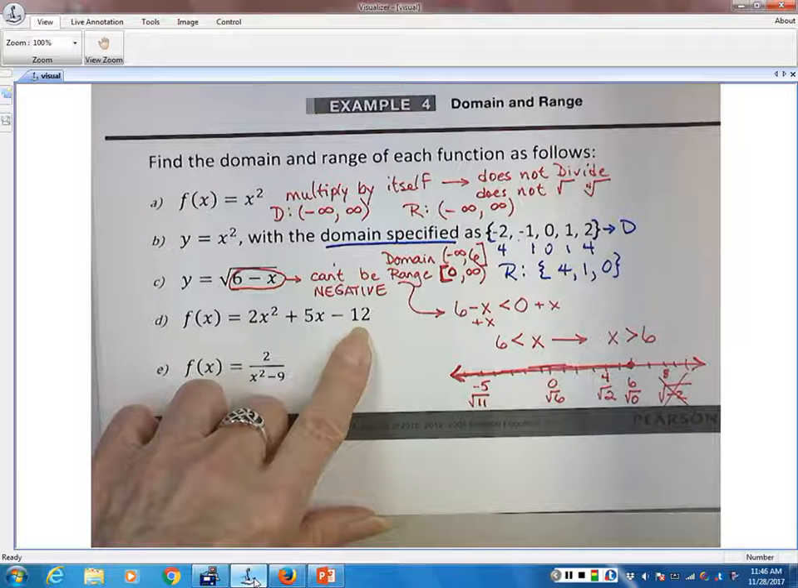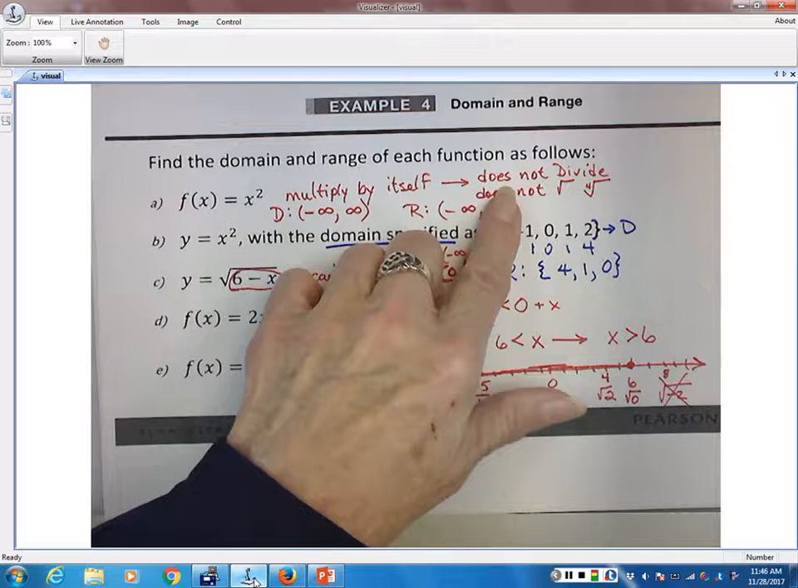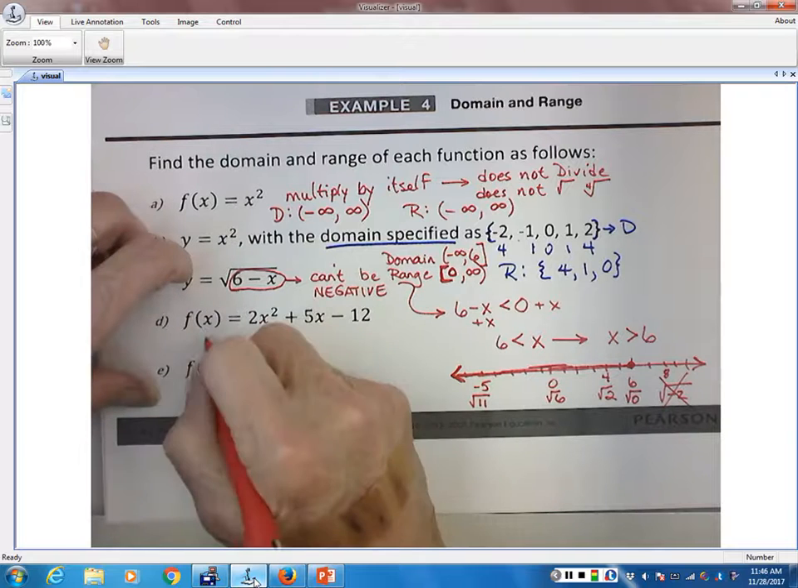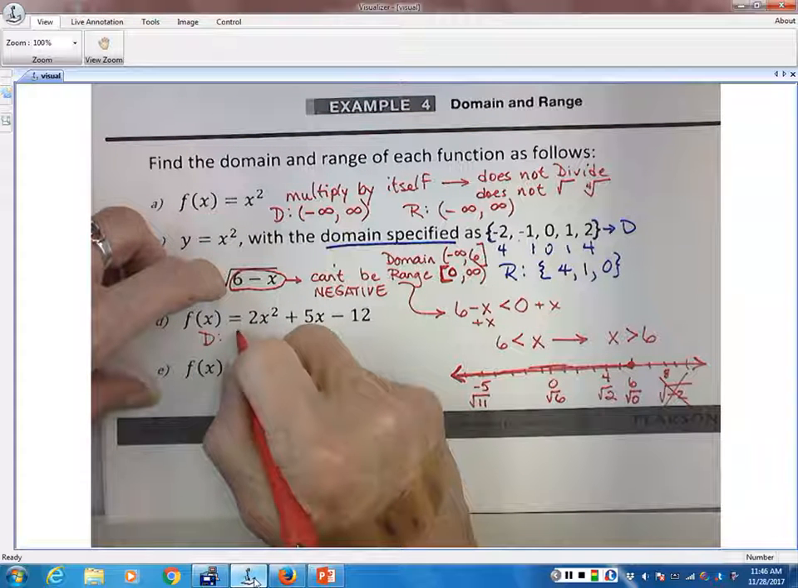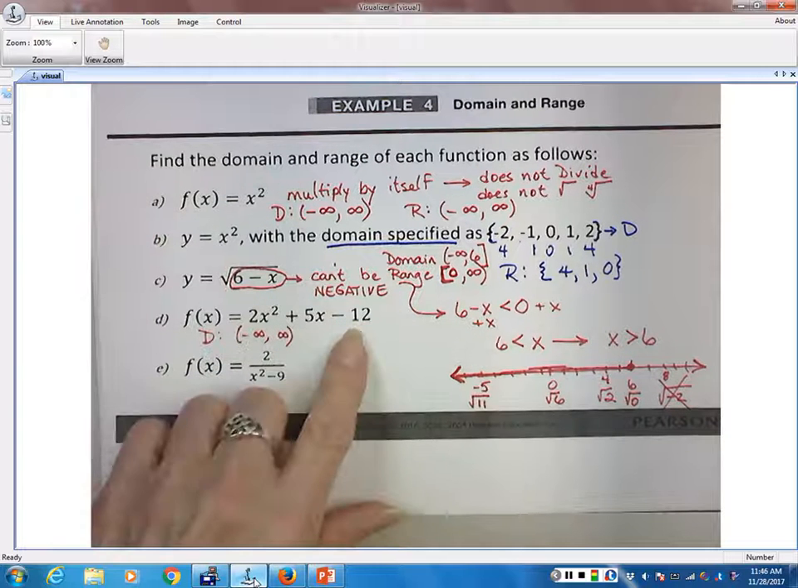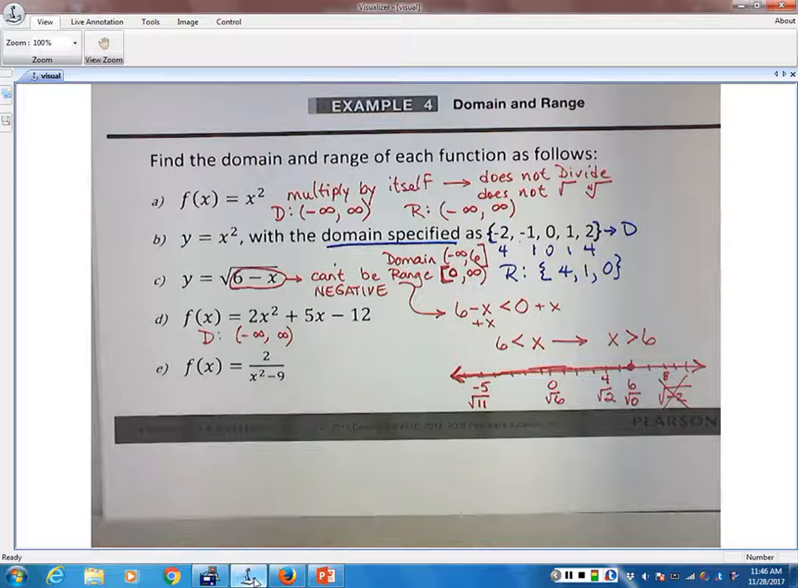So, are there going to be any problems in the domain? No, we're never going to divide. We're never going to take a square root or a fourth root. So the domain is all real numbers. The range, however, is not. The range is not.